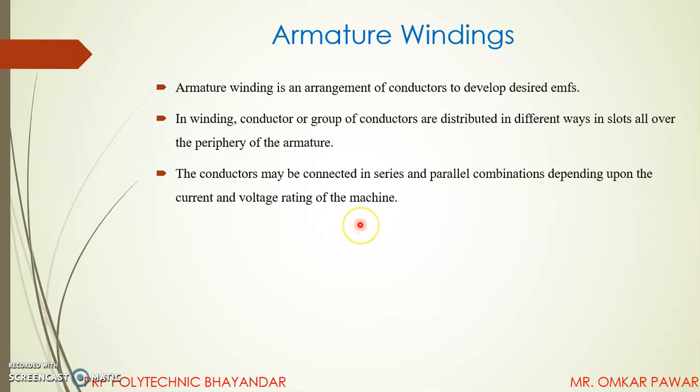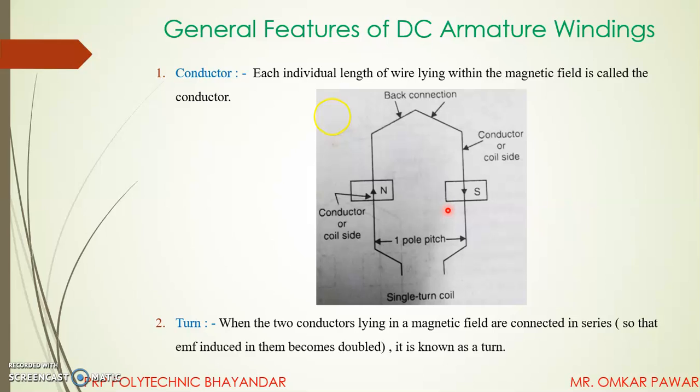of the machine. If we want to increase the voltage, then we connect the conductors in series. And if we want a high rated current, then we connect the conductors in parallel, or a series-parallel combination of this. So, general features of DC armature winding.